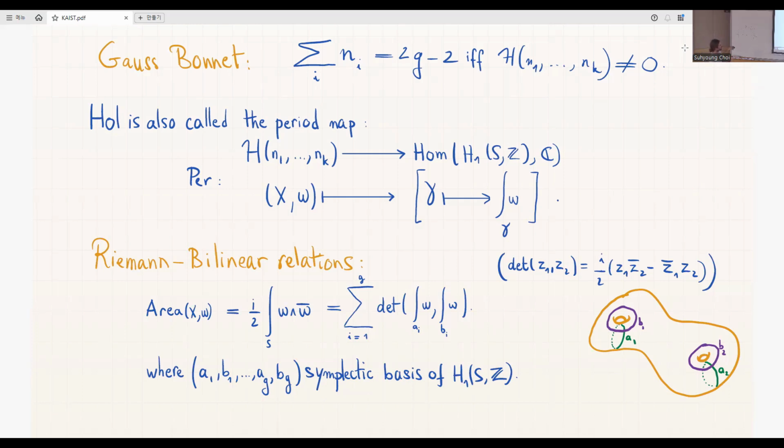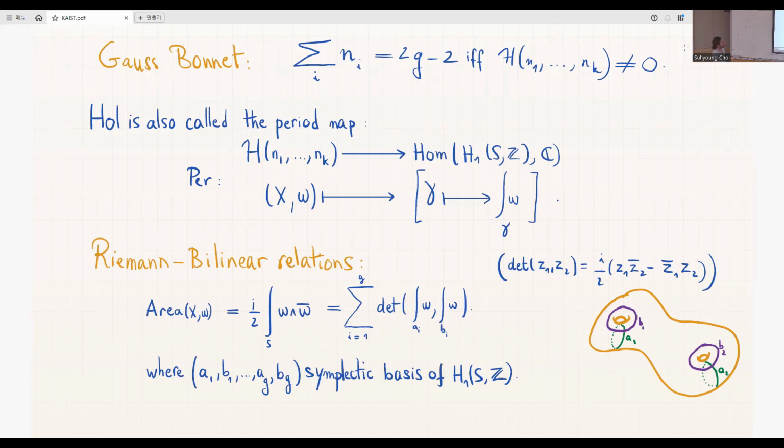And now the Riemann bilinear relation tells me that it's the sum of the determinant of the integral of omega over a_i and the integral of omega over b_i. The determinant is when I see them as vectors in R2, but if you want, it's just this. And what are the a_i and b_i? They are a symplectic basis of my first homology group. Okay, so just as in the picture, a basis where the intersection is 1, like this. Okay, so that's really from complex analysis.